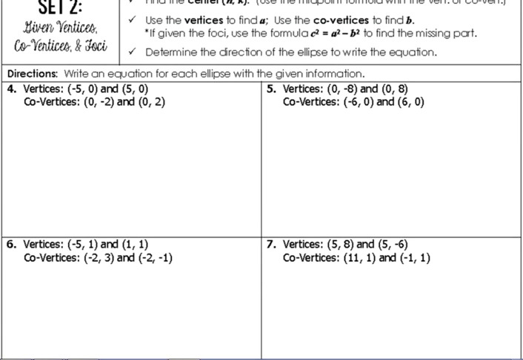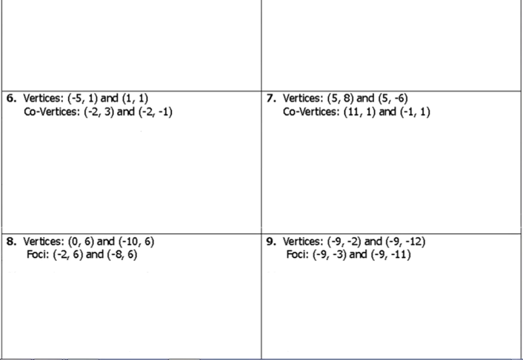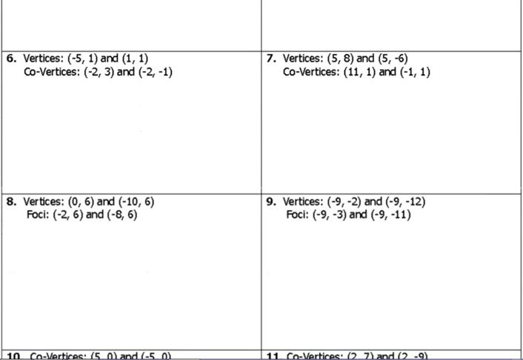So let's look at one of these and break all this down. Let's look at number 6. We'll do a vertices and co-vertices one, and then we'll do a vertices and a foci one. I think it's helpful to sketch a little graph, so you can get a visual of what's going on here. We have vertices at -5, 1, and at 1, 1. We have co-vertices at -2, 3, and -2, -1.